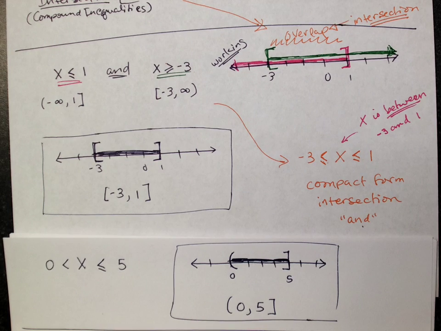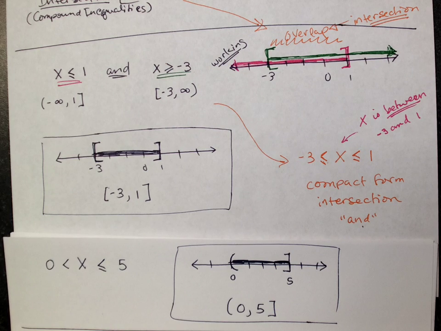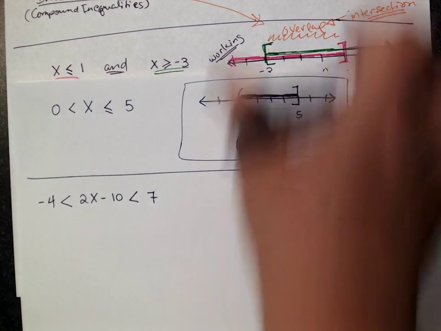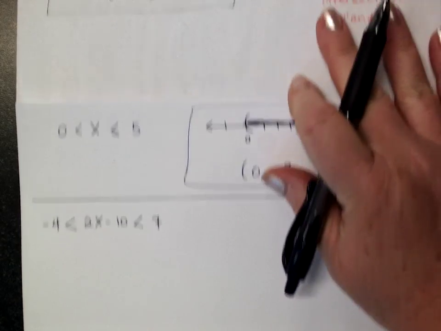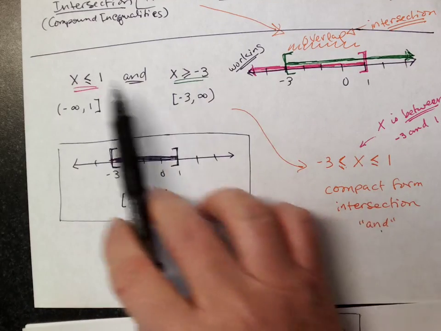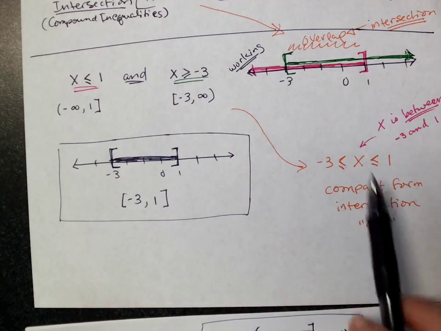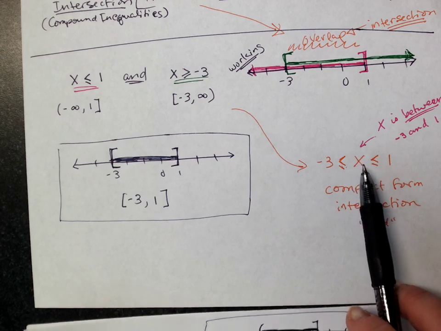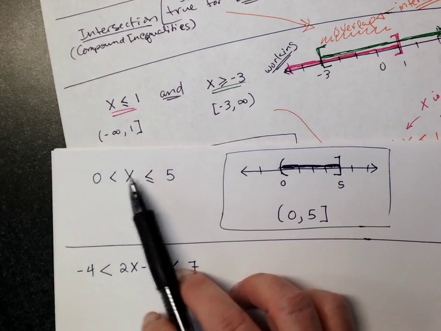Now, if you had a little more going on here, let's say 2x minus 10, you may have to do a little solving to get there. Here, I just gave you the final answer, just like this one. There was nothing to solve here. You already have your basic solutions, even in compact form. Your x is all alone in the middle, so there's nothing else to solve for x. X is just in between those two numbers.